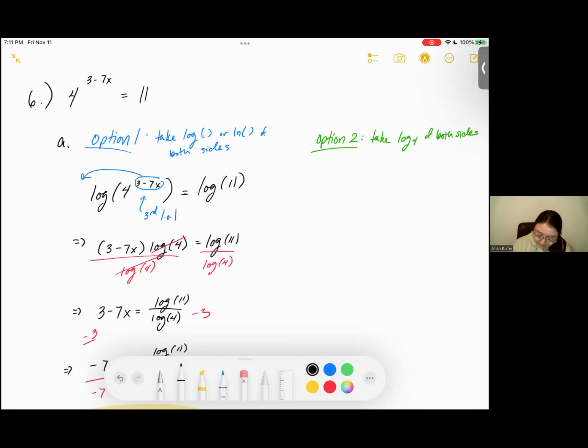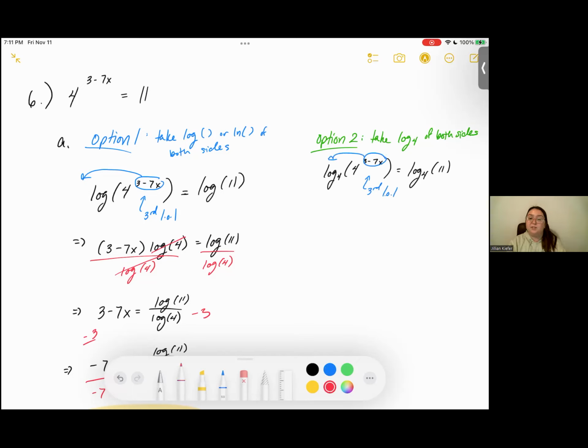But option 2, take log base 4 of both sides. If we take log base 4 of both sides, we would have log base 4 of 4 to the power of 3 minus 7x is equal to log base 4 of 11. So still using that third law of logarithms, we can still bring the exponent out to the front to be a coefficient. But log base 4 of 4 is just equal to 1.